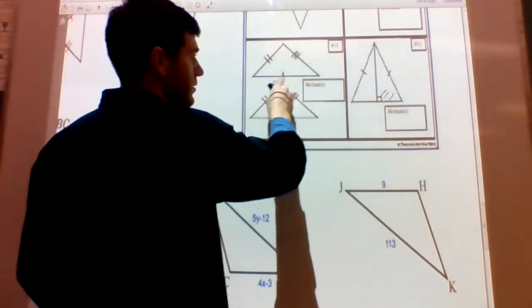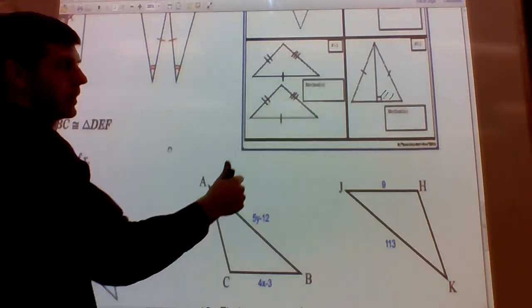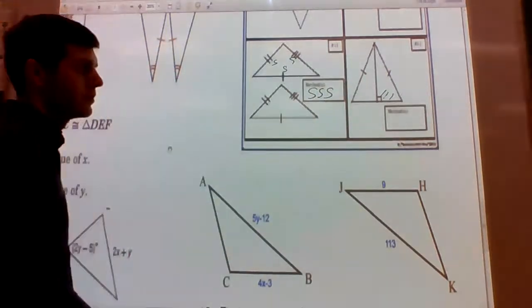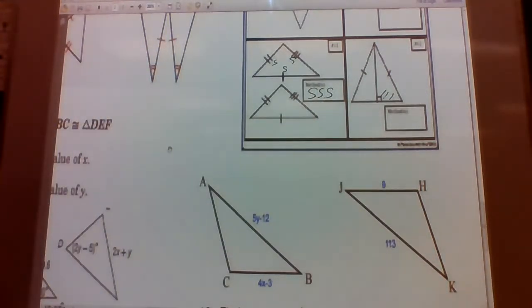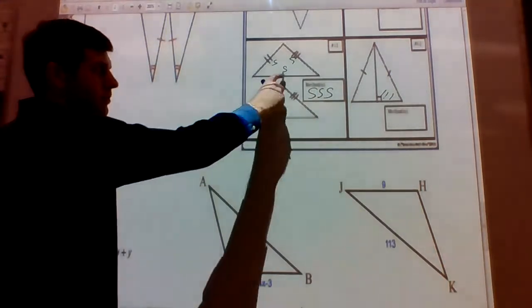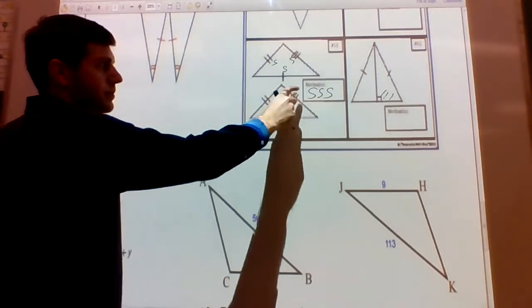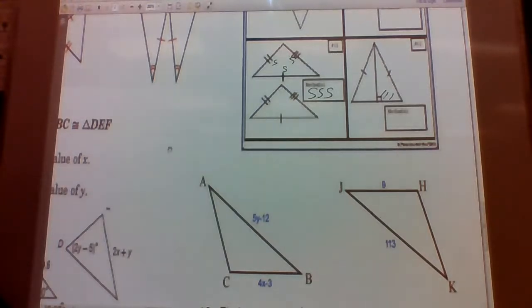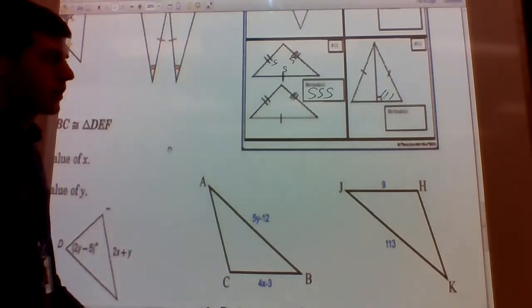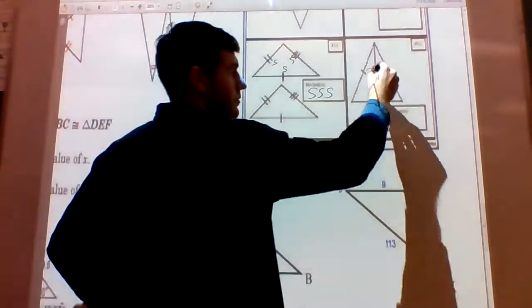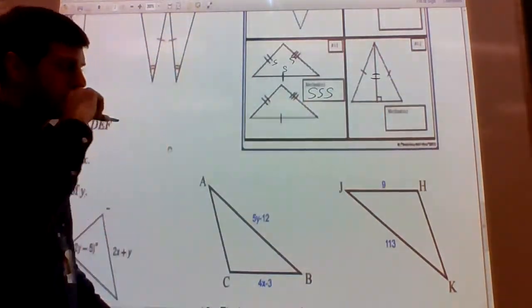This one, we should see right away, we have side, side, side. Three pairs of corresponding sides are congruent: 1, 2, 3. So by the side, side, side postulate, if we have three corresponding sides that are congruent, then the triangles are congruent. Okay, the last one here. We have a shared side.